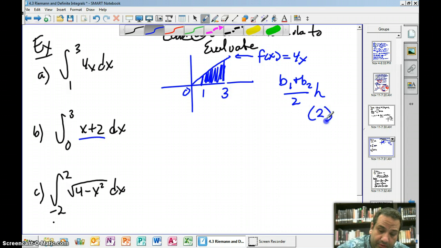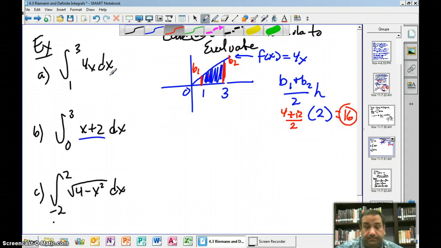So the height is 2, and the average of the bases, well, this is B1 and this is B2. The base at 1, when I plug it in, is 4. The base at 3, when I plug it in, is 12. So it's 4 plus 12 divided by 2. 4 plus 12 is 16, divided by 2 is 8. 8 times 2 is 16, which is our area for the first one.